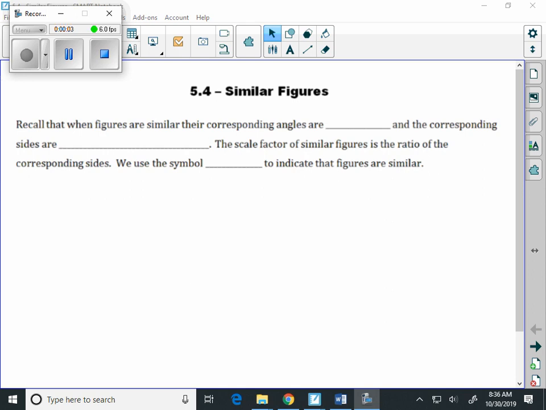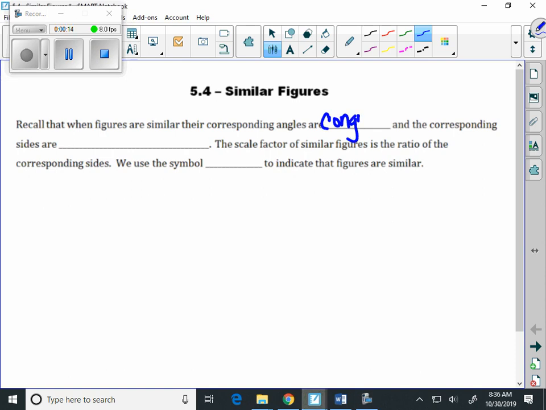Today we're going to talk about similar figures again. And the key to similar figures is corresponding angles are congruent. If the blank is not big enough, you can write the congruent symbol there. And the corresponding sides are proportional.